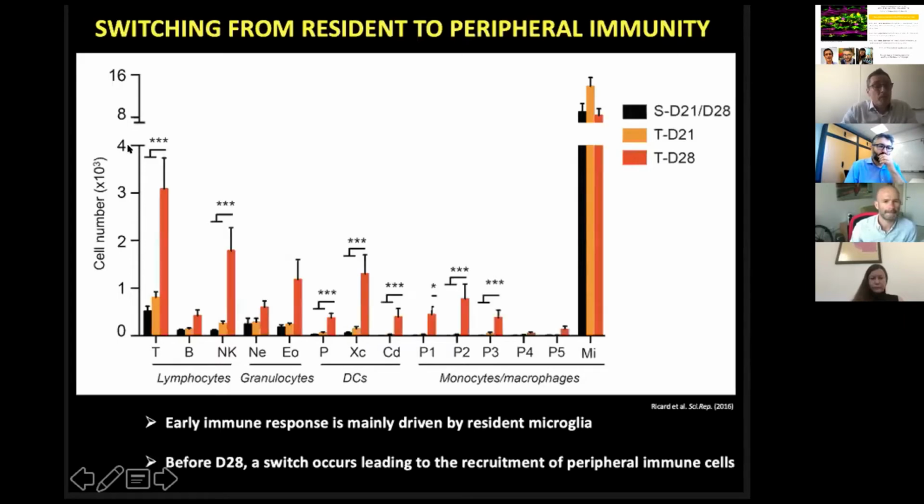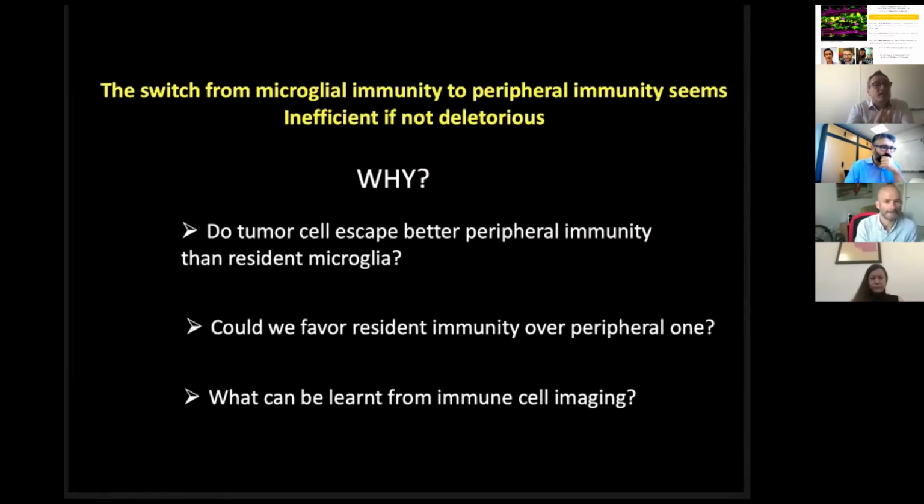But after the immune switch, what we observed was that first there was a decline of the microglial contribution, but then there was a massive recruitment of all peripheral immune cells. So this switch from microglial immunity to peripheral immunity seems pretty inefficient, if not deleterious. So the question is, why do the tumor cells escape peripheral immunity better than resident microglia?